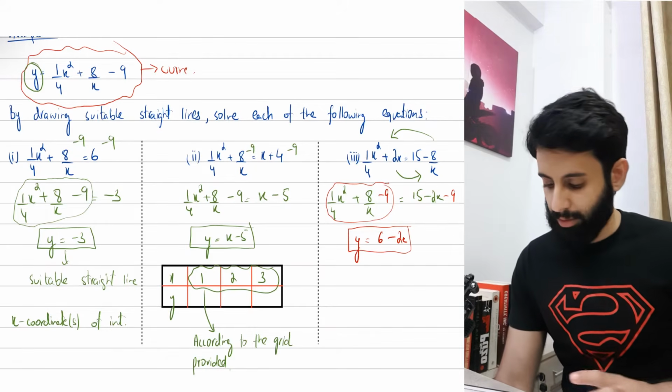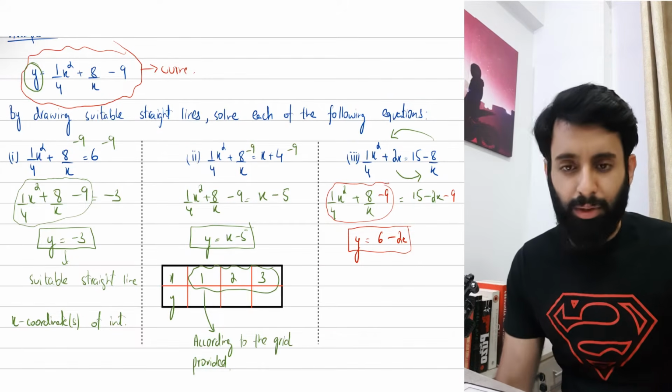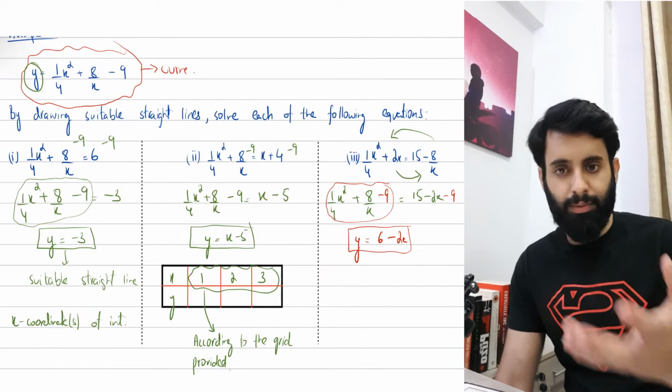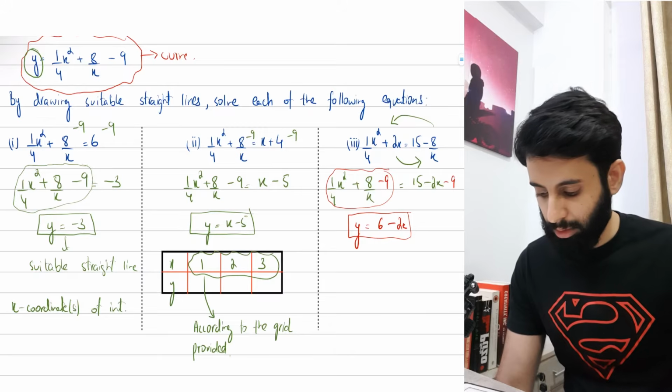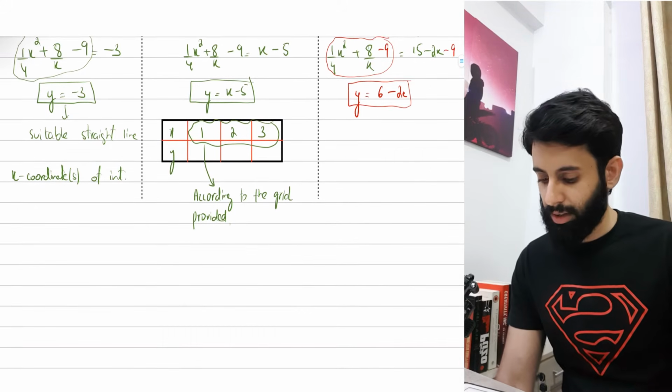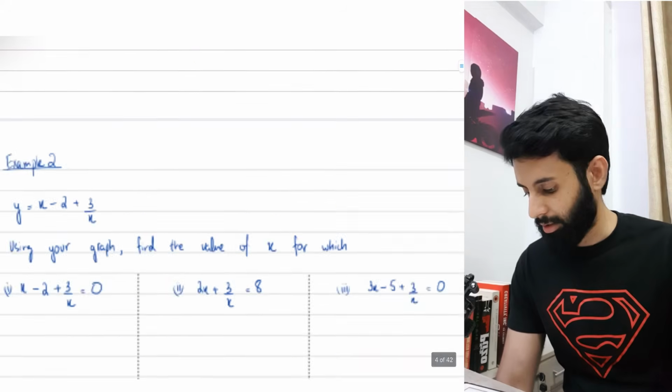Again, you're going to plug in x values, you're going to find the corresponding y values. When you're plugging in x values, make sure that you do it in accordance to the range of x that's given to you in the grid. And yeah, do that and find the point of intersection. The x coordinates are the point of intersection, and you're good to go.